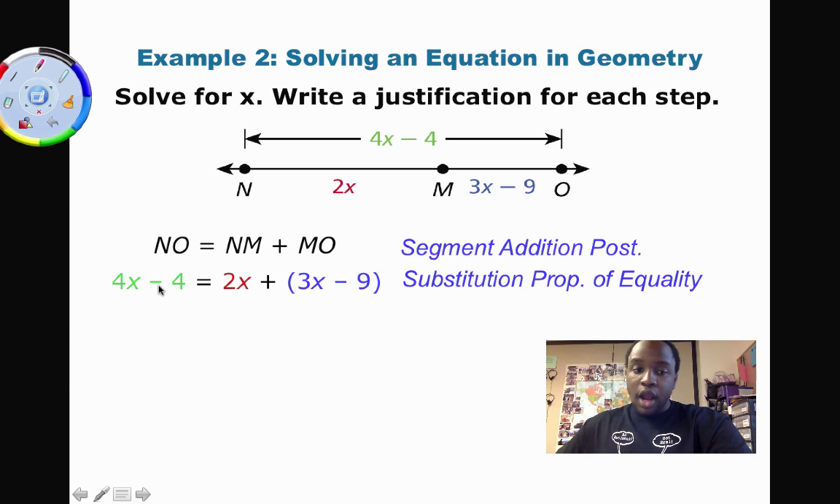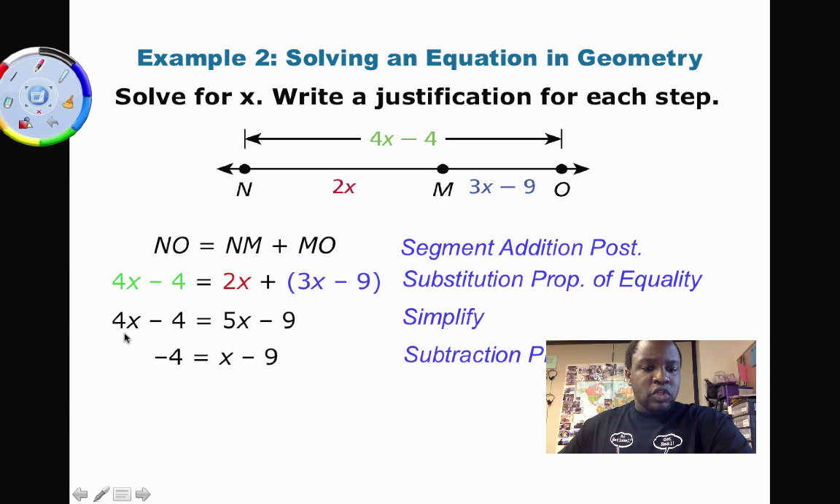So from here, we can simplify, and we combined like terms. You can say simplify or combine like terms. And then now I'm going to subtract 4x on both sides, and that's the subtraction property of equality, because I subtracted 4x on both sides and then simplified. So I kind of just put it all into one step. And then from here, I'm going to add 9 to both sides. So that was using the addition property of equality.